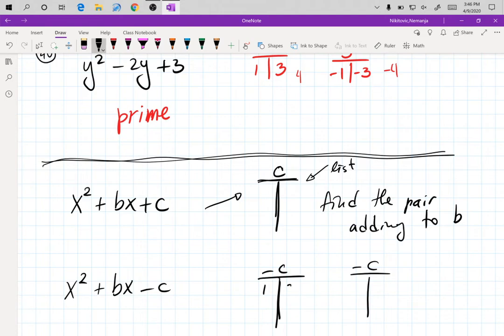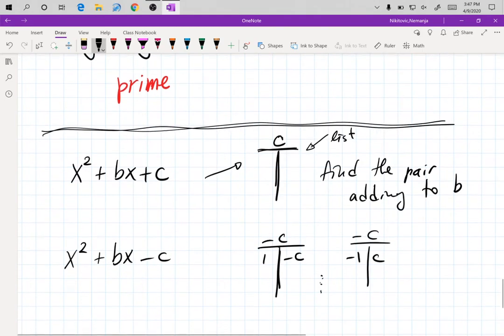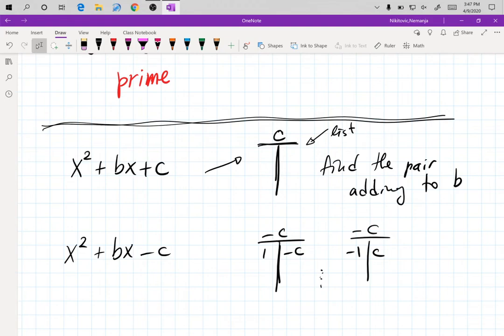So if you have your 1 and c right over here, 1 and negative c, then this one will be negative 1 and c. Going down, you try 1, try 2, try 3, 4, 5, just keep going. And then you can keep populating the other chart backwards with the minus signs. And then again, find the pair that adds to b.